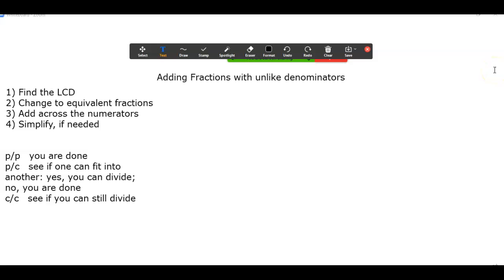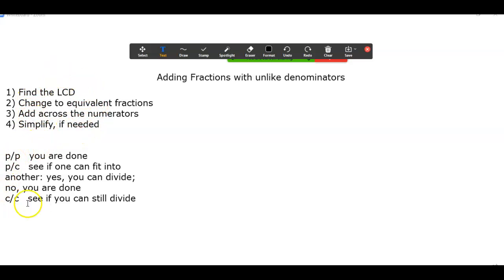All right, so today we are going to be adding fractions with unlike denominators. So I am going to pause the video for just a second because I want you to write all of these steps that you see over here off to the left. These 4 steps that are numbered are our steps to adding fractions with unlike denominators.